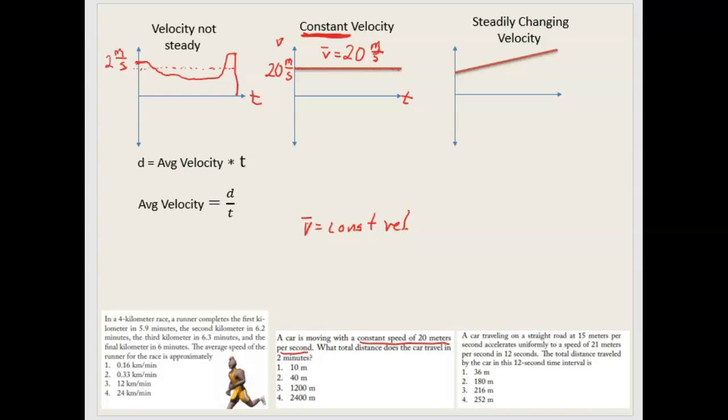What is the total distance the car traveled in 2 minutes? And let's look at our units. Our units are meters down here. Okay, so it says my constant speed of 20 meters per second. And it's asking for what is the total distance.